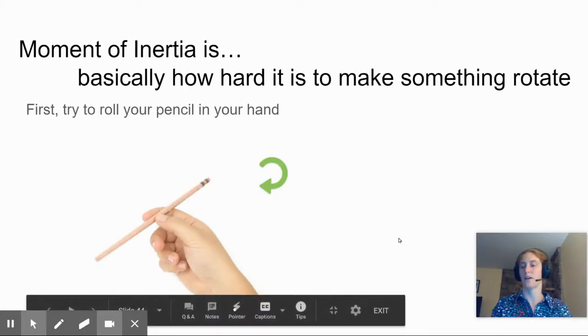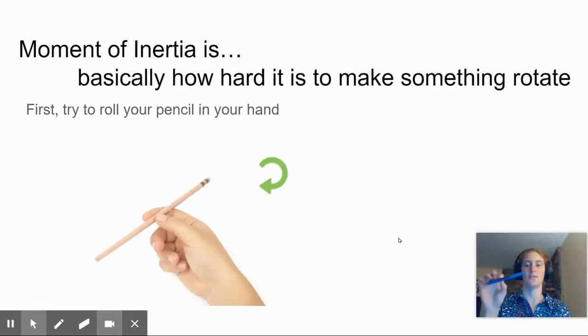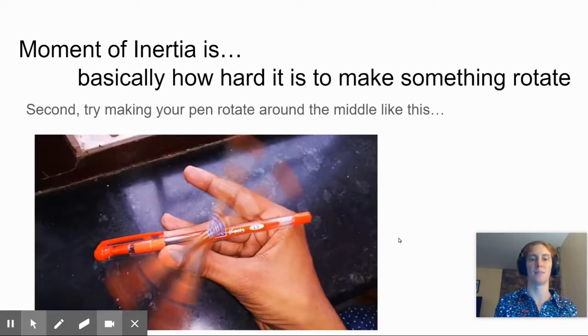I want you to start by finding a pen or pencil that you might have, and I want you to just rotate it at first. Feel how hard it is to rotate it. It should feel fairly easy to rotate. So I'm just rotating it back and forth, and it's still very easy to do.